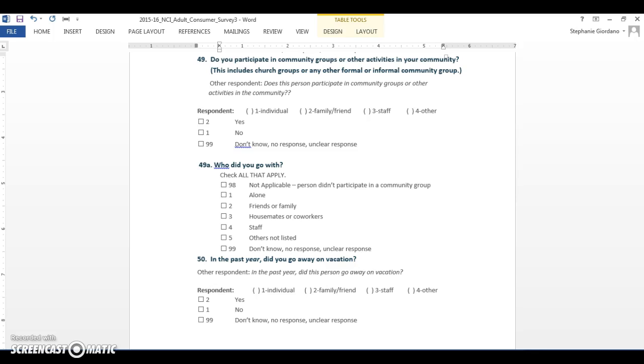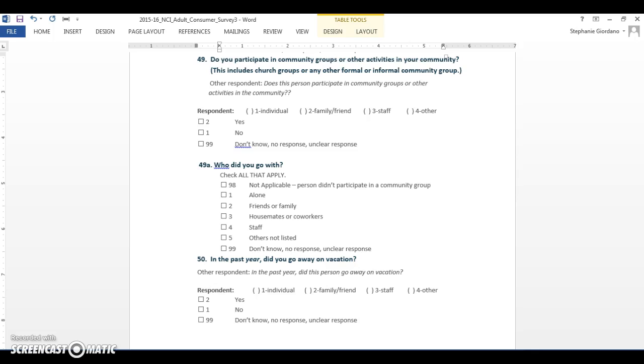We did, however, add this question number 49. Do you participate in community groups or other activities in your community? And you see some examples here are church groups or other formal or informal community groups. And this here is just a yes or no response.